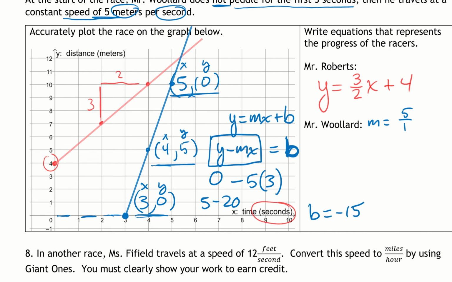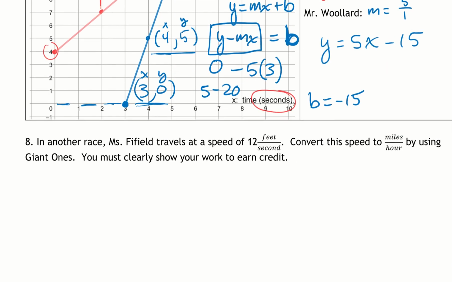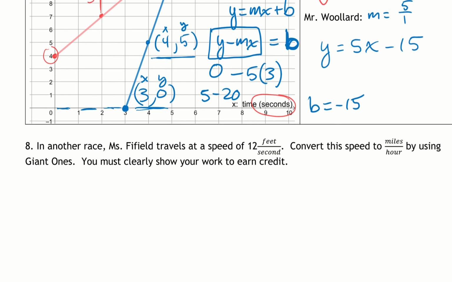So his equation, to summarize, is y is equal to 5, which was his slope, times x, minus 15. That's his y-intercept. Question 8 says, in another race, Miss Fifield travels at a constant speed of 12 feet per second. We're asked to convert this into miles per hour by using giant ones. You must clearly show your work to earn credit.